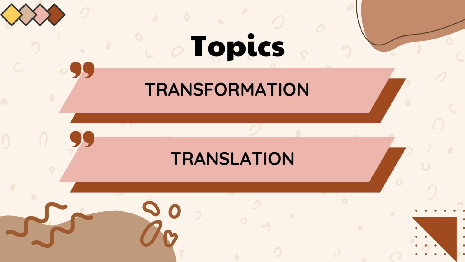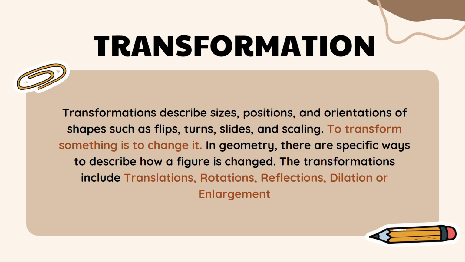Okay, so we have two main topics here. We have transformation and translation. First is transformation. Transformations describe sizes, positions, and orientations of shapes such as flips, turns, slides, and scaling. To transform something is to change it. In geometry, there are specific ways to describe how a figure is changed. The transformations include translations, rotations, reflections, dilation, or enlargement.